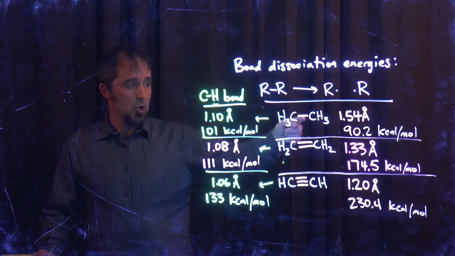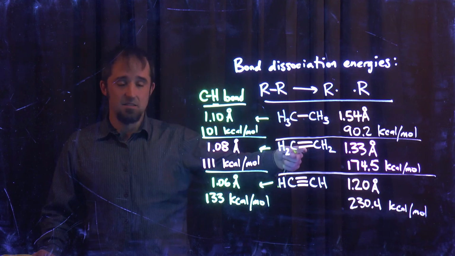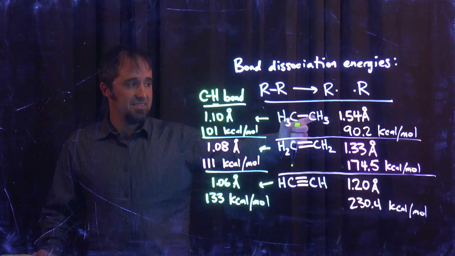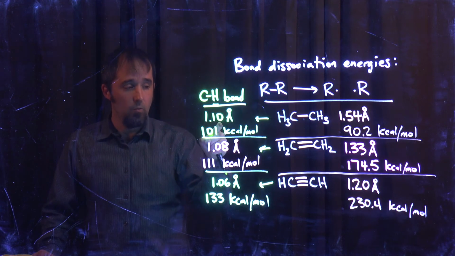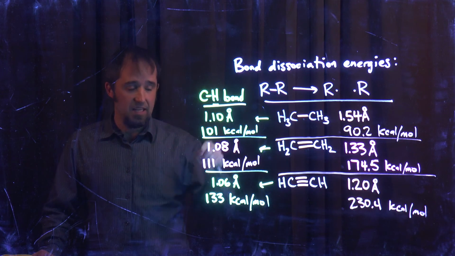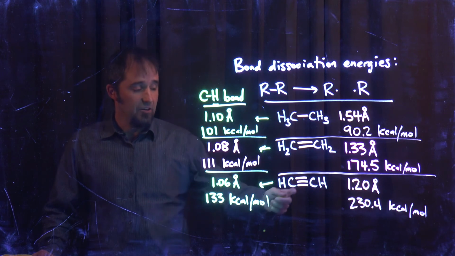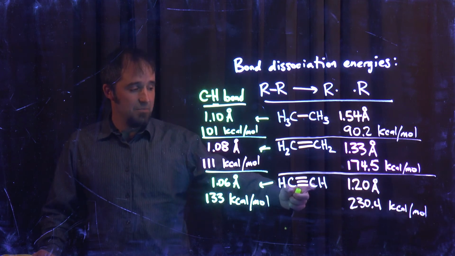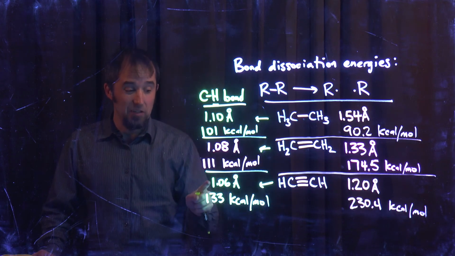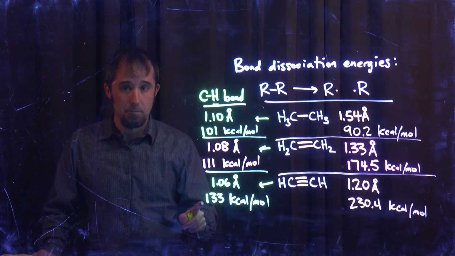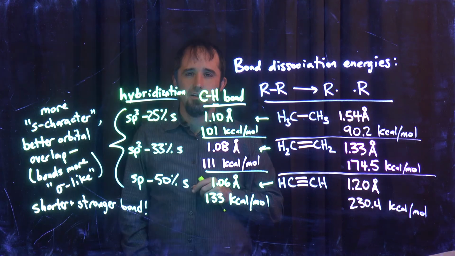So notice, as I go from single bonded ethane to this double bonded ethene, not only does the CC get tighter, the CH gets tighter. 1.1 angstroms to 1.08 angstroms. It gets stronger by about 10 kilocalories per mole. And notice that in ethyne here, not only did my CC bond get really strong and small, my CH bond got really short and really strong as well. So how should I think about this? Let's meditate.